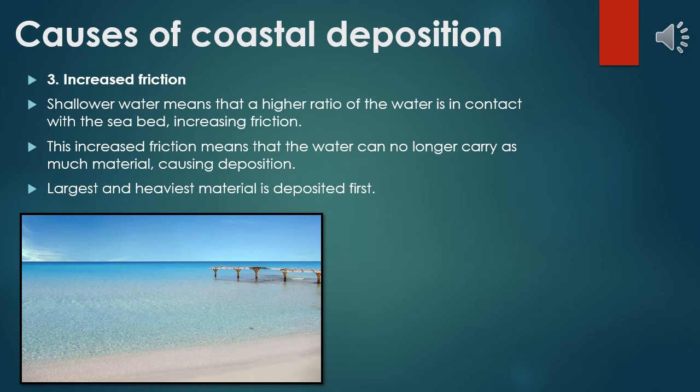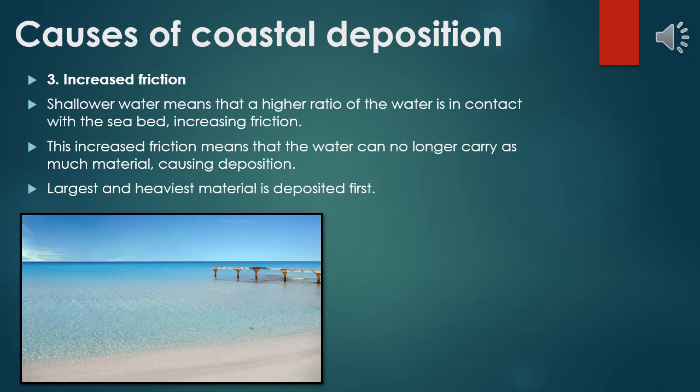The third cause of coastal deposition is increased friction between the sea floor and the sea water, and obviously friction is going to slow things down, so therefore as the water gets slower it's going to have less energy and it's going to deposit more material. Now if you think about it, if you deposit more material, that's going to mean more material in contact with the seabed, which is then going to cause more friction. So this could be an example of a positive feedback loop where you get increased deposition actually causing more deposition.